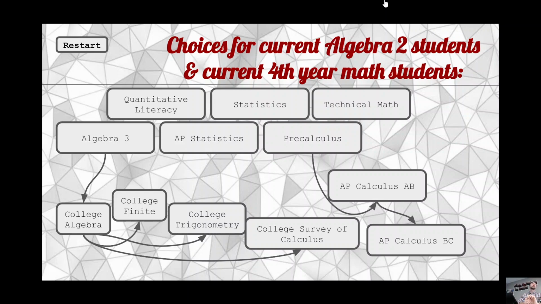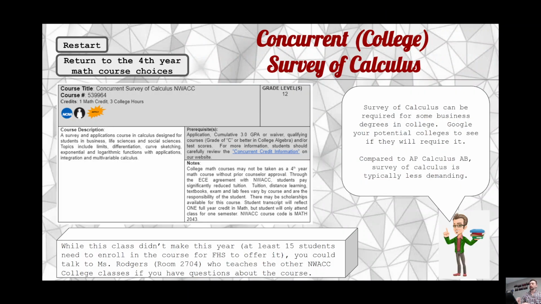What is Survey of Calculus for college? Survey of Calculus is like Cal AB, but a little bit easier. It used to be that if you were a business major, they asked you to just do Survey of Cal instead of Cal 1. So if you knew you wanted to be a business major, I would probably aim for this one. The problem is that we don't usually offer it because we don't usually have enough students ask for it. But it could be. I mean, I can click on it. This box is just the same thing as from the CAP book.